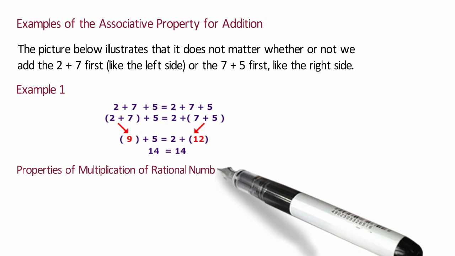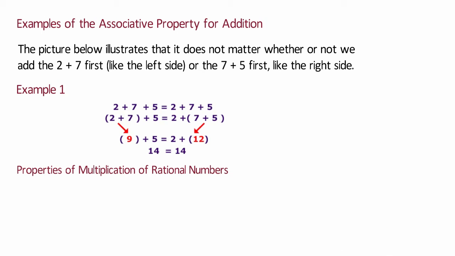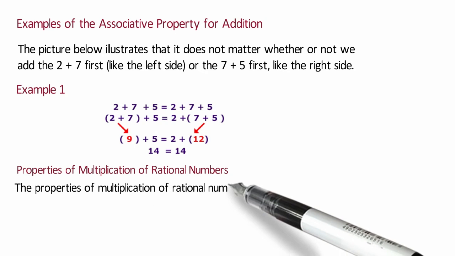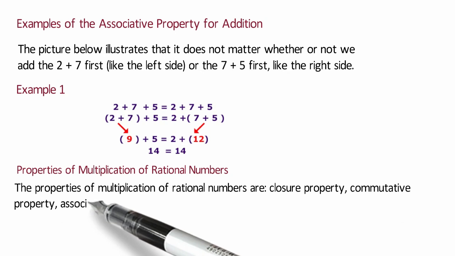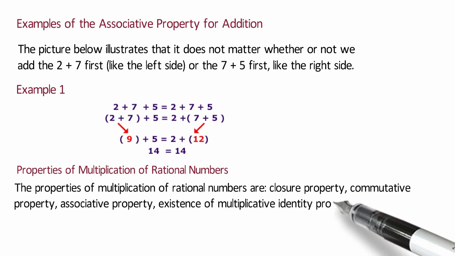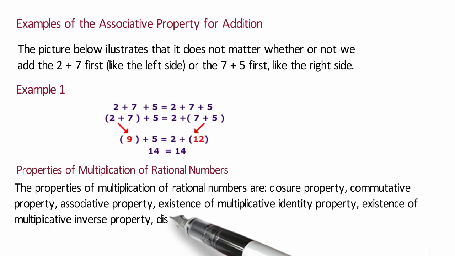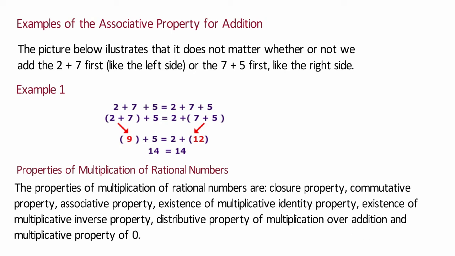Properties of multiplication of rational numbers. The properties of multiplication of rational numbers are closure property, commutative property, associative property, existence of multiplicative identity property, existence of multiplicative inverse property, distributive property of multiplication over addition, and multiplicative property of zero.